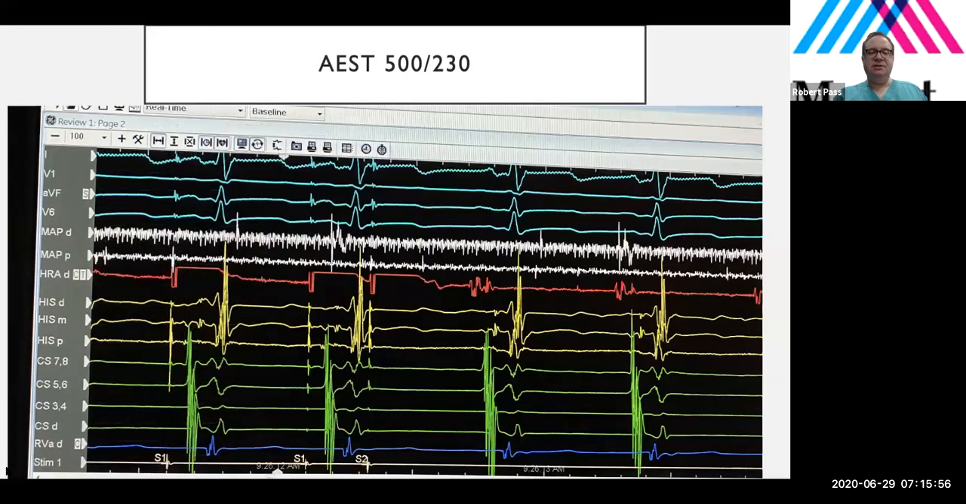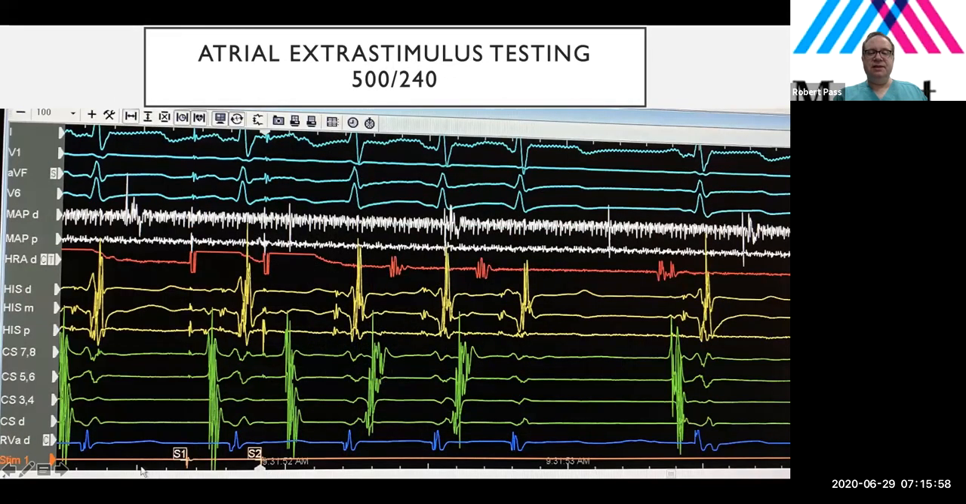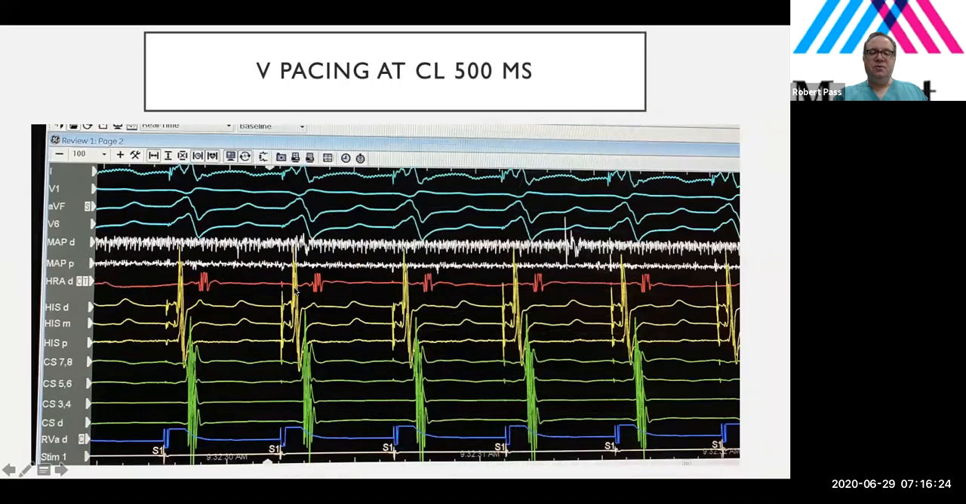So again, just to remind everyone, the earliest retrograde A is in the coronary sinus. It's quite obviously clear earlier in the distal CS than in the proximal CS. And you can even see that in the high right atrium, there's a small atrial deflection here that is even later than any of the coronary sinus. And we've already established that this means that there is conduction through a left-sided accessory pathway. So, but this looks quite different, doesn't it?